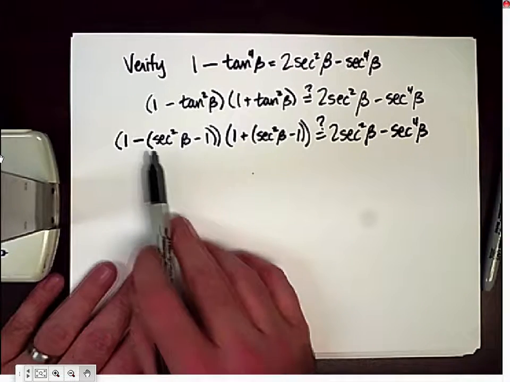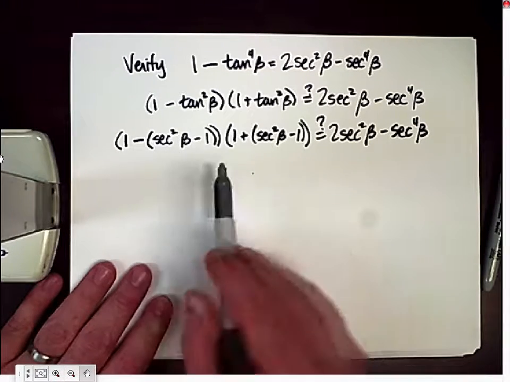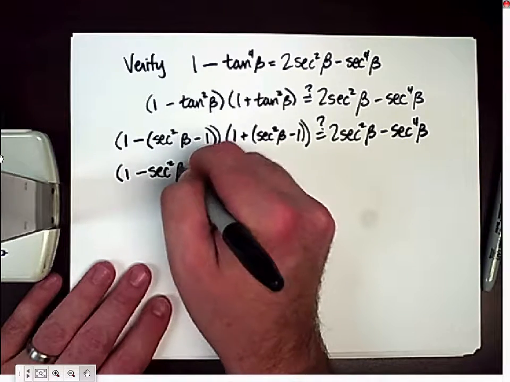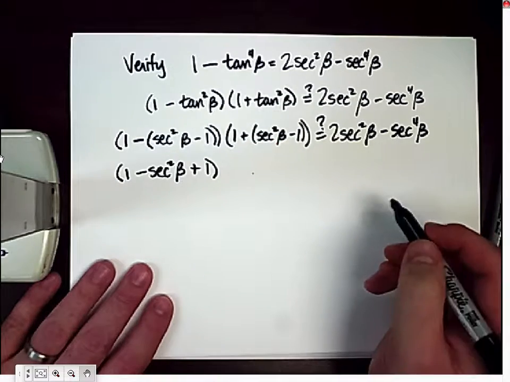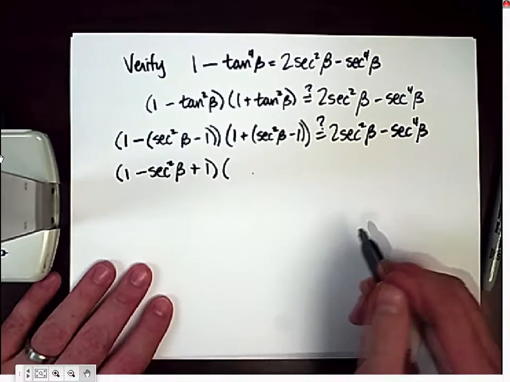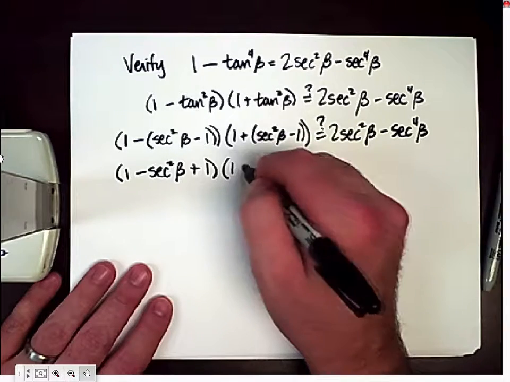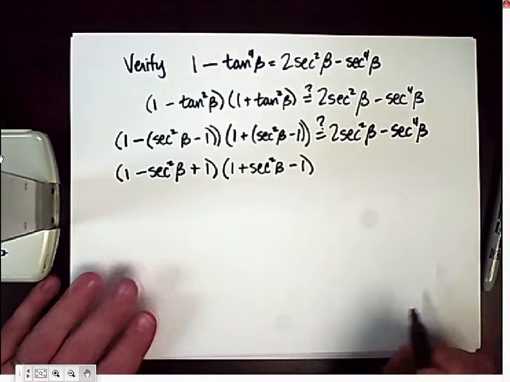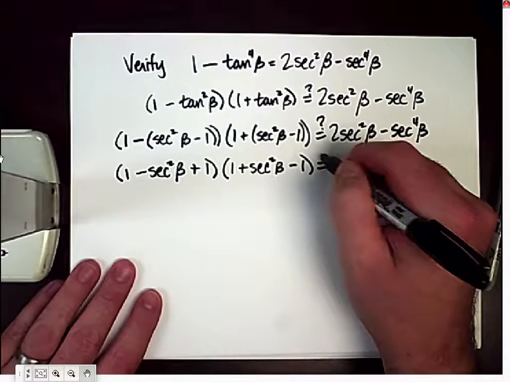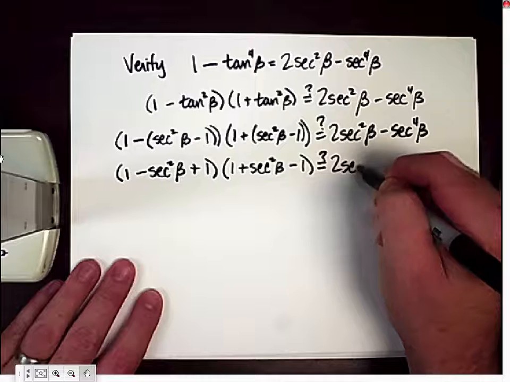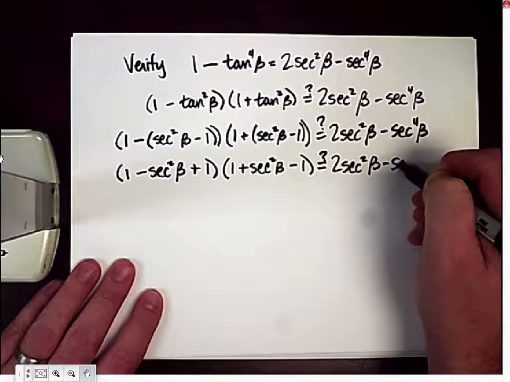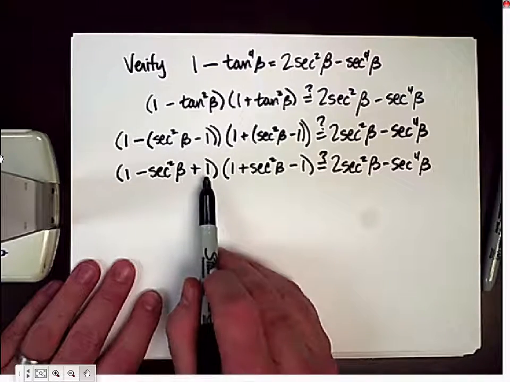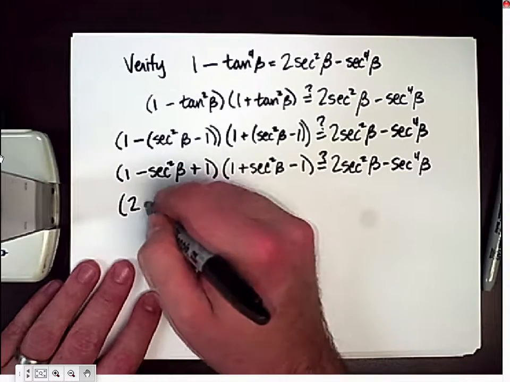Then we can distribute this negative, right? And so that becomes 1 minus secant squared beta plus 1. Oh, this is going to work out really great. 1 plus secant squared beta minus 1. Okay, 1 plus 1, usually 2.